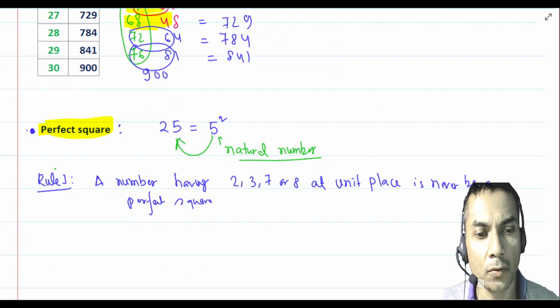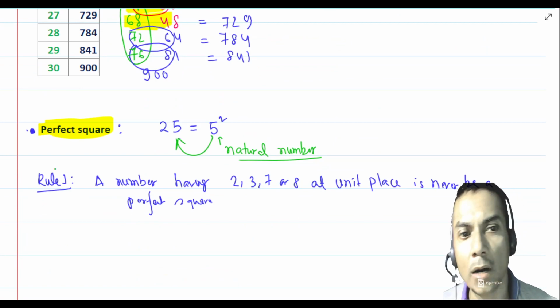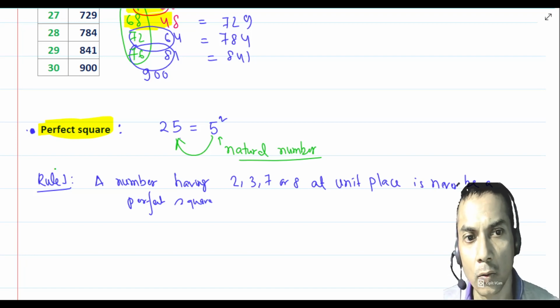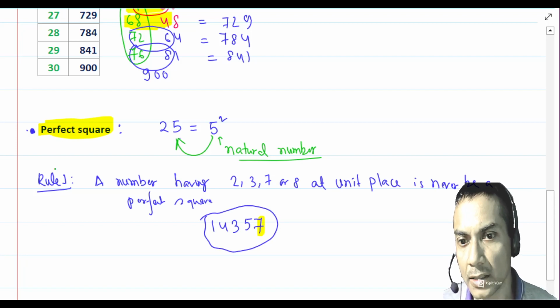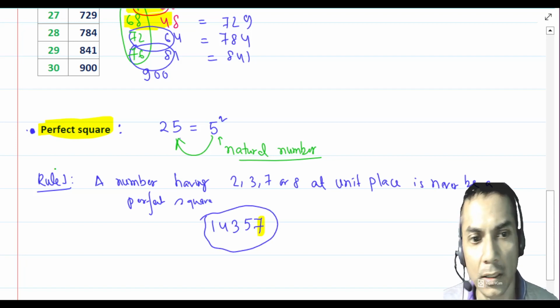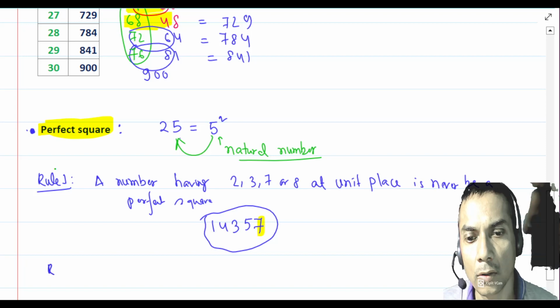Okay. For example, I give you an example: 14357. Here the unit place is 7, so this number is not a perfect square. You can check it. Okay. The next rule is rule number 2.